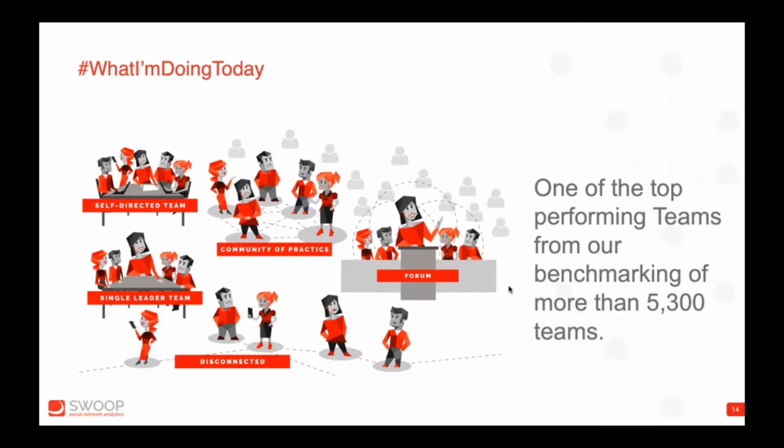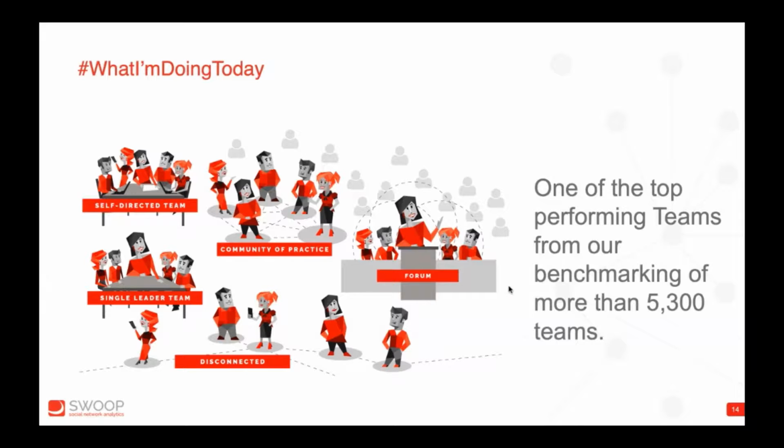And we have these soup team personas, and there's 5 of them. And I'm just going to go over them very quickly. They are on your screen. So we have the self-directed team, the single leader team, and the community of practice, the forum, and then a disconnected team.